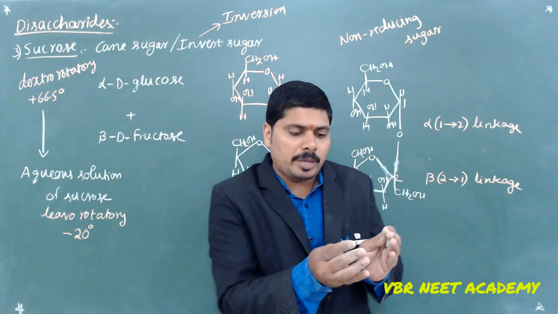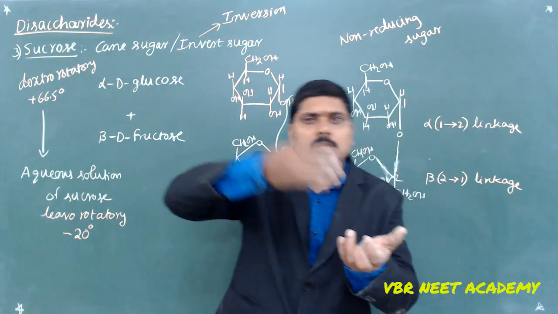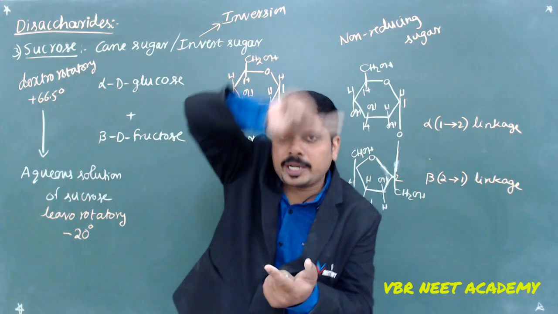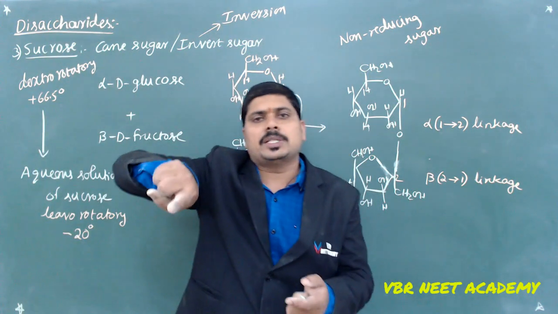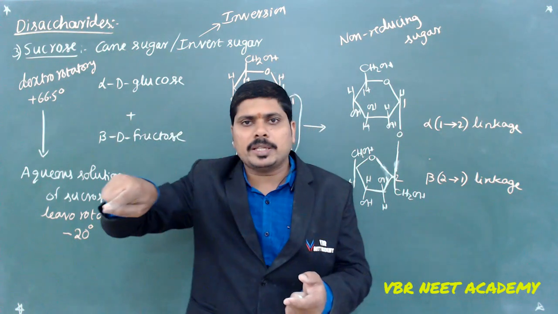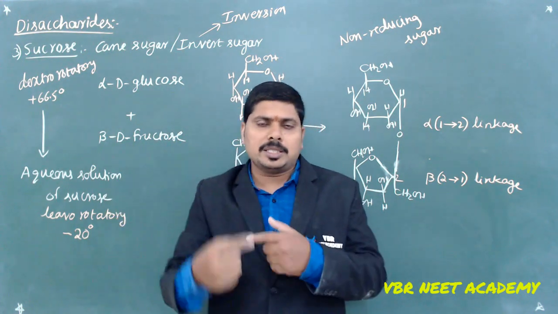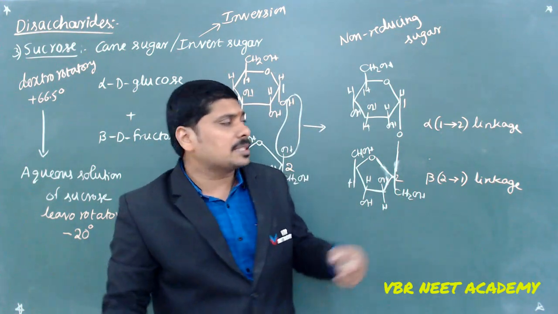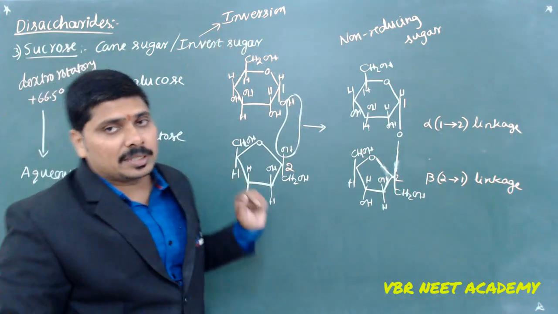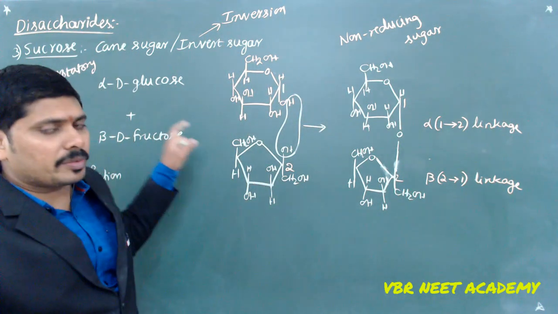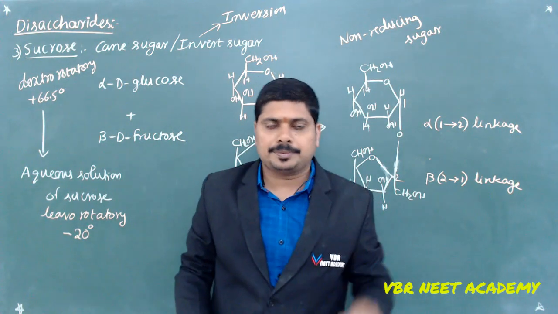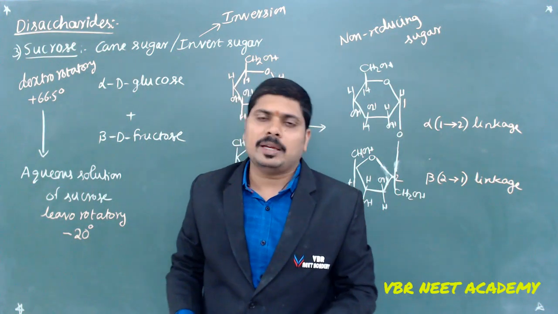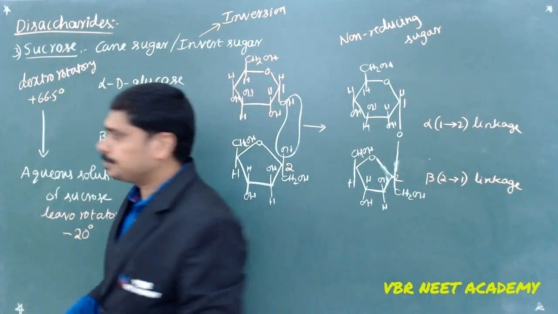That means what is happening? The dextro is becoming levo. Till now it was rotating in the clockwise direction, now suddenly it is becoming anti-clockwise. So when clockwise becomes anti-clockwise, it is inverted, we call it. That's why this is called the process of inversion. As it shows inversion, we call this invert sugar. We'll understand why it does this.